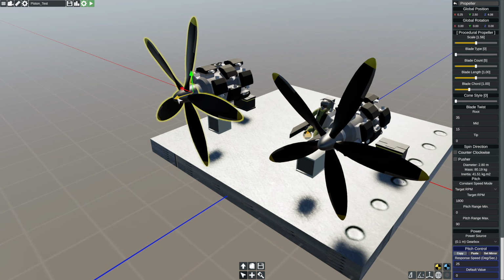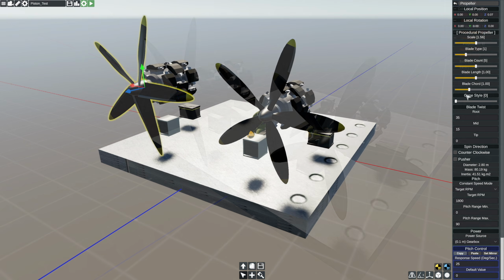Next we have the prop settings, the first of which is the blade type. There are 5 blade types, each with different performance characteristics. The first option has elliptical blades, and I will use this style as a control group. As such, there isn't much to say about it other than the fact that it is moderately efficient at generating thrust. The second option has parabolic blades.